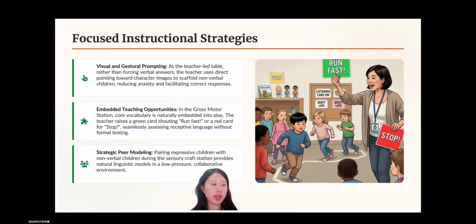Second, I use embedded teaching opportunities at the gross motor station. We don't sit at a desk to test vocabulary while they are running on the mat. The shadow teacher or I will hold up a green card and shout, "Run, run as fast as you can!" Or a red card for "Stop." We are assessing their receptive language naturally while they play. We also use peer modeling, pairing verbal kids with non-verbal kids during the craft, so they learn from each other naturally.